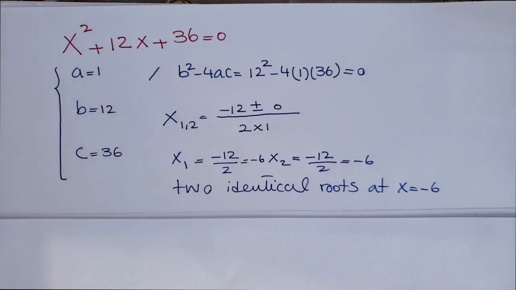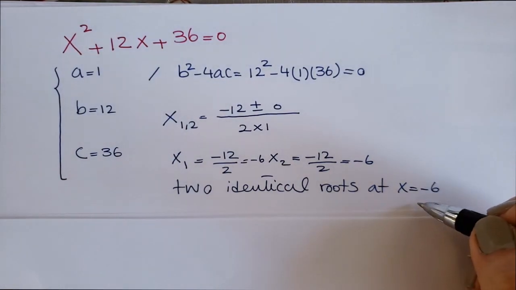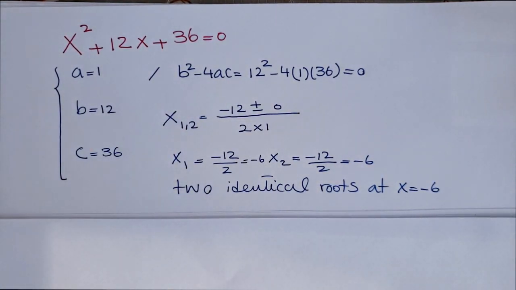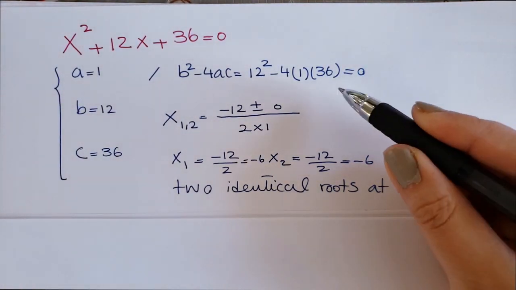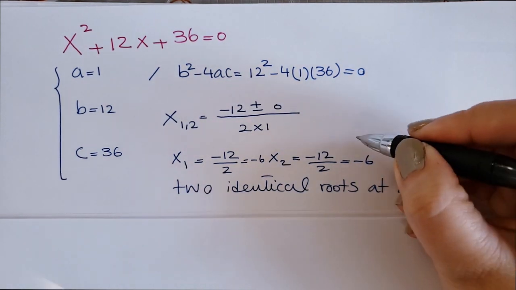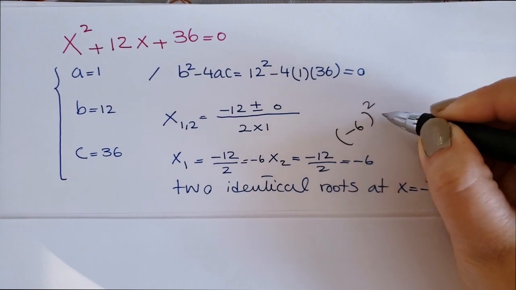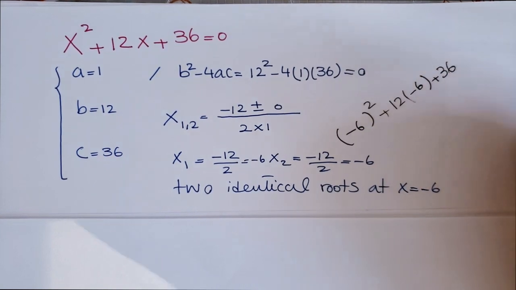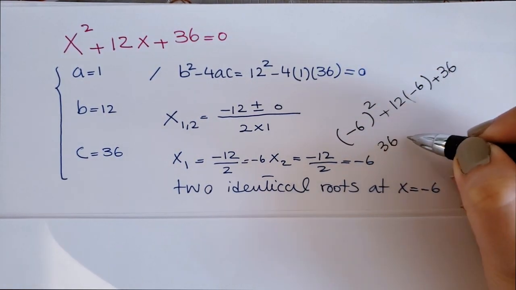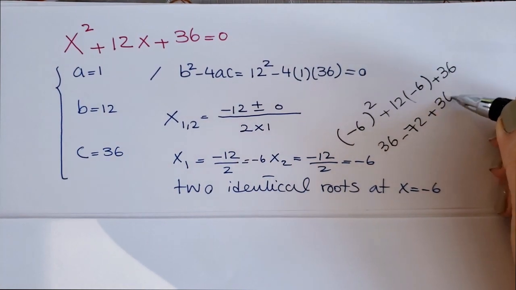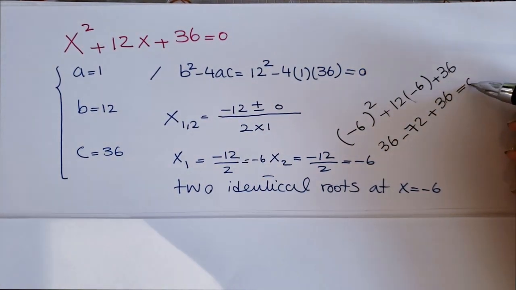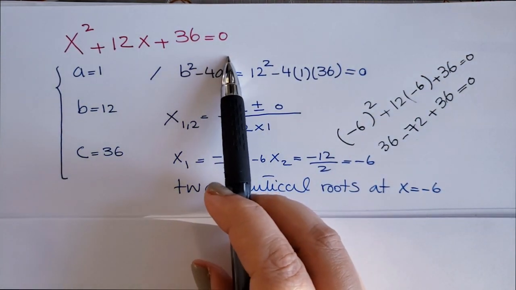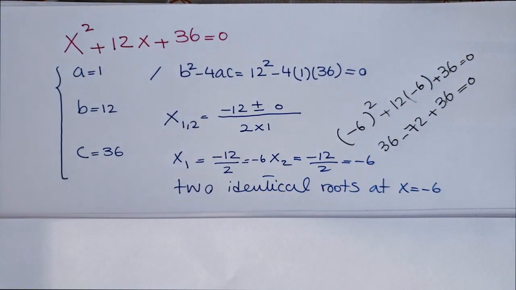Okay, perfect. Now, just to check our answer, I can go back and plug in this value into my original equation and make sure it's the right answer. So let's see here, I just substitute x as -6, so that would be -6 to the power 2 plus 12 times -6 plus 36. Okay, so this is 36 - 72 + 36, 72 minus 72, which is equal to 0, which is exactly what I expected. So that means my answers are correct.